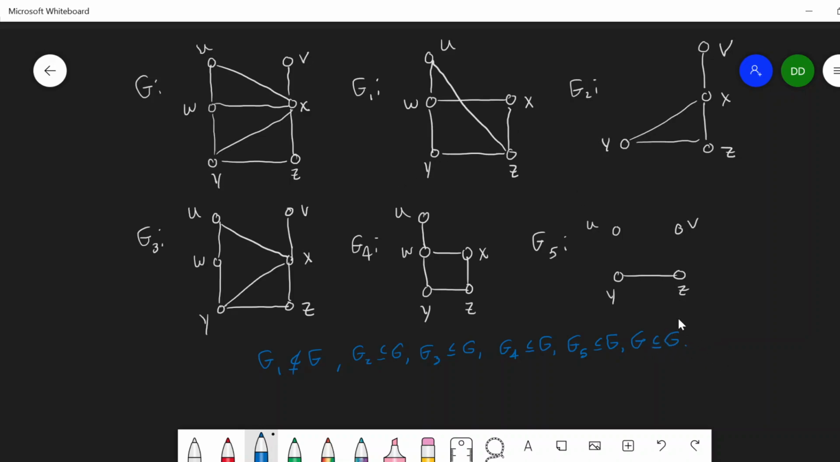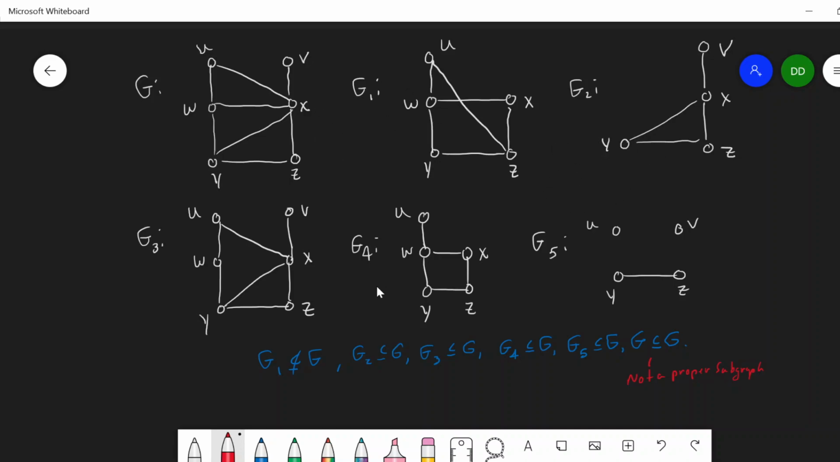However, G is not a proper subgraph of G because the vertex set is exactly the same in both cases, as well as the edge set is the same. So this is not a proper subgraph. But it is a subgraph of G. We can go through the rest of these. Since G1 isn't a subgraph of G, it can't be a proper subgraph of G.